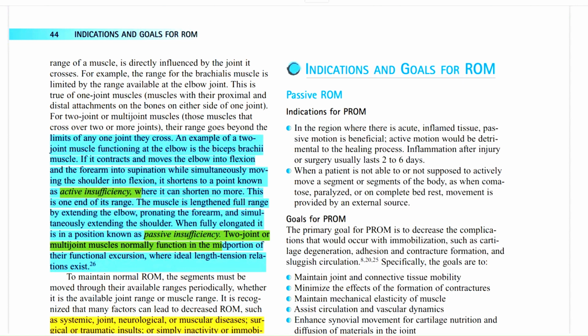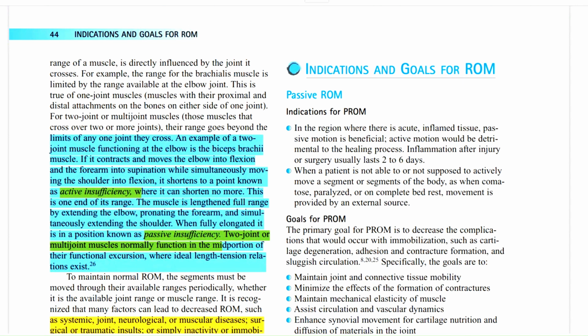You can understand this easily by knowing what is flexing and what is extending. If the flexion causes further shortening of the muscle, and at the end of the shortening you cannot shorten that muscle further, that means some kind of active insufficiency is present there. This happens if the muscle crosses two or more joints.